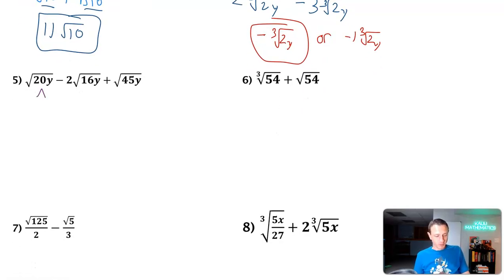20. 20 is 4 times 5. So 4 times 5. Square root of 4 is 2. So 2 root 5y. Still have that y left on the inside.